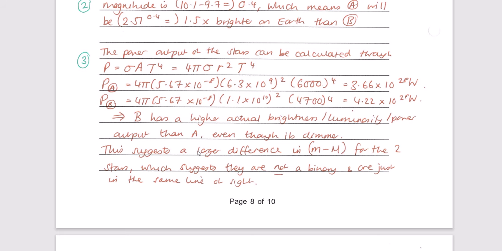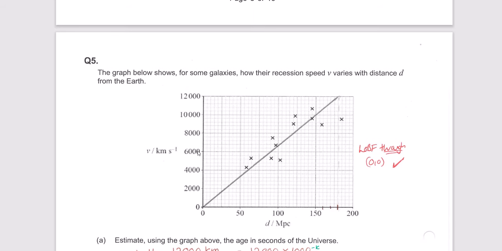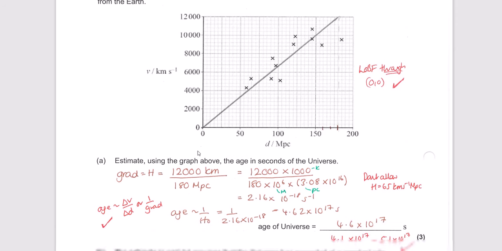And then finally, question 5, we've got some cosmology going on here. We've got Hubble's graph, and it says estimate using the graph above the age in seconds of the universe. Now, whenever you see this graph, you should be thinking gradient is Hubble's constant, age is approximately 1 over that. So I've gone for that route.